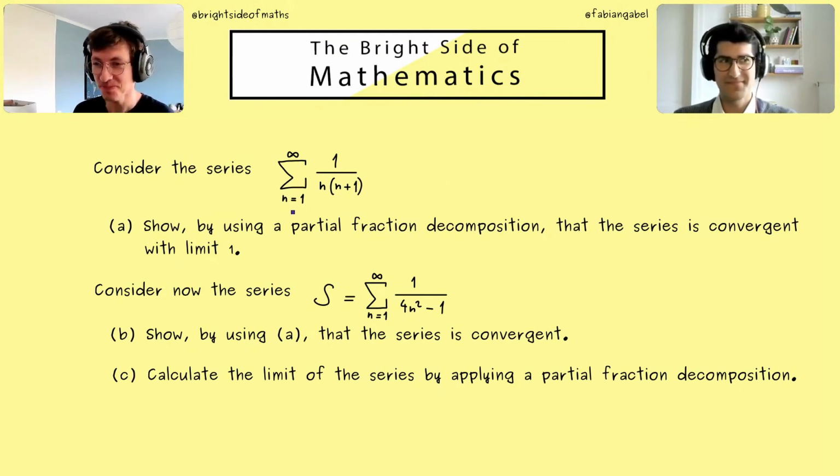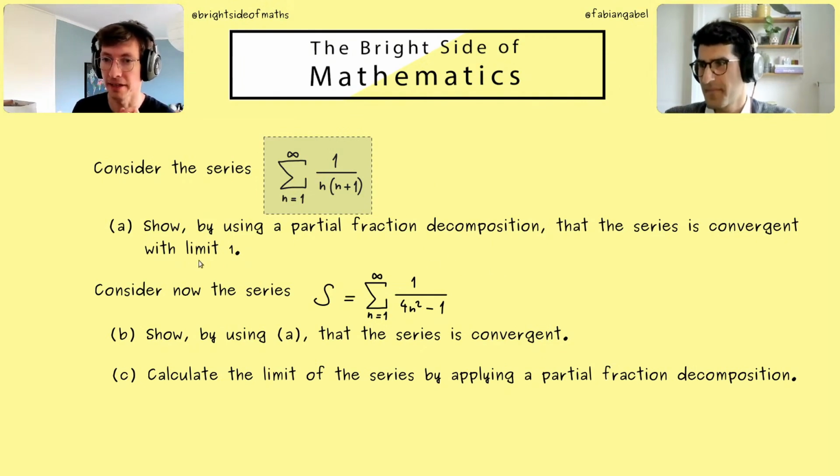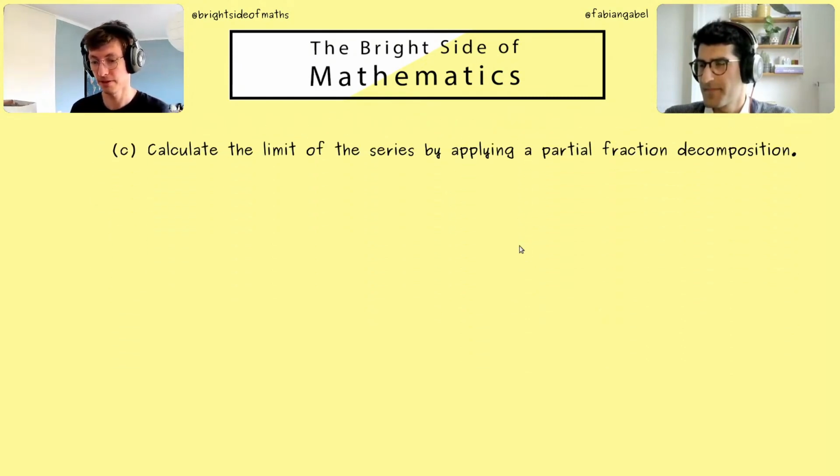But let's talk about this later again. Maybe we start with this one first. So I will copy my series here, and then we go with A. Show by using partial fraction decomposition that the series is convergent with limit 1. So I copy that here.